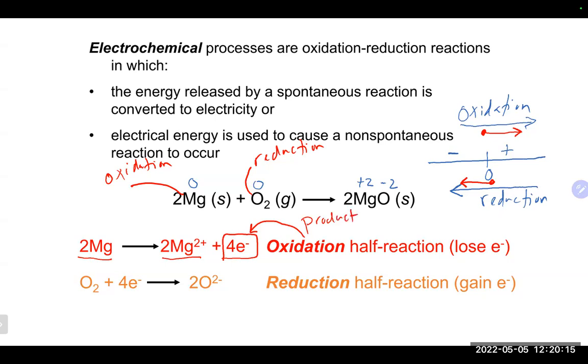In this balanced equation, we have 4 electrons. That's because there's 2 magnesiums, right? Each magnesium loses 2 electrons. 2 times 2 is 4 electrons being transferred. Again, 2 electrons from each of the magnesiums. In this case, the oxygen will actually gain those 4 electrons and form our oxygen with a -2 charge. And we know that this is the reduction half reaction because the electrons are on the reactant side.